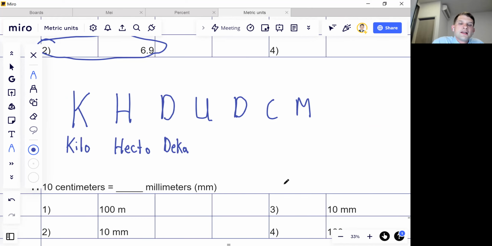All right, and then this would be our units. So in this case, this is going to be the unit meters, okay? And then this would be decimeters. And this is obviously centimeters. And this is millimeters out here, okay?